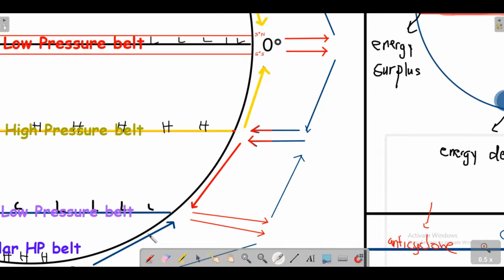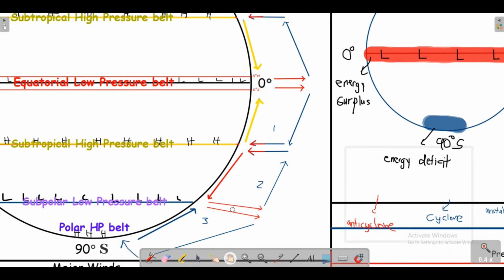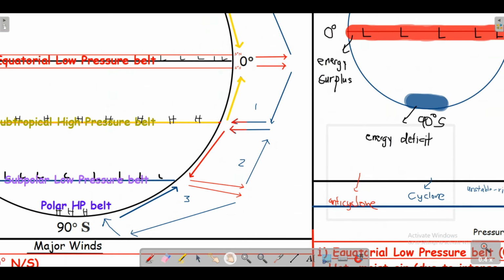And if you look at this clearly, we have 1, 2, 3 circulations. And we call these circulations of air cells, right? So these cells have names, and you have to know their names. It's very important that you do so. So you have the Hadley cell, which is number 1, then number 2 is the Ferrel cell, and then number 3 is your polar cell.